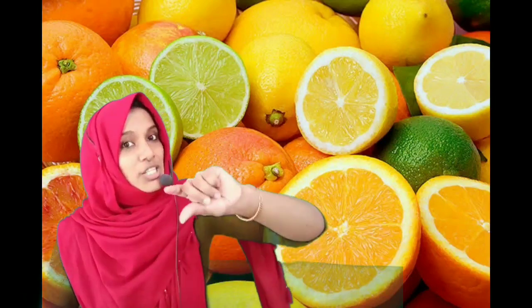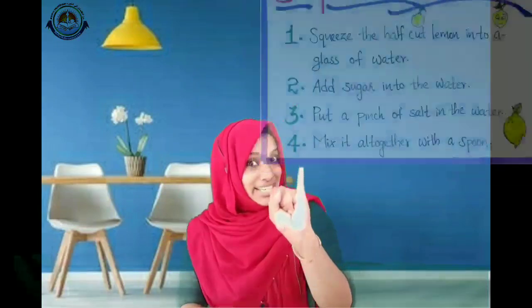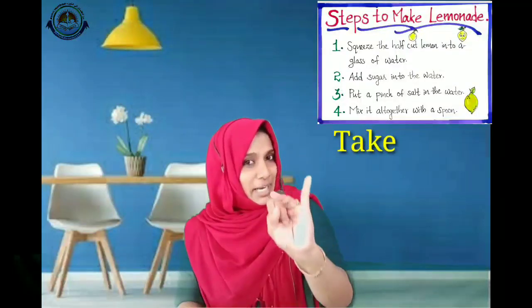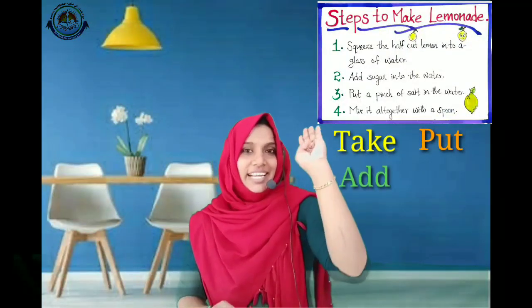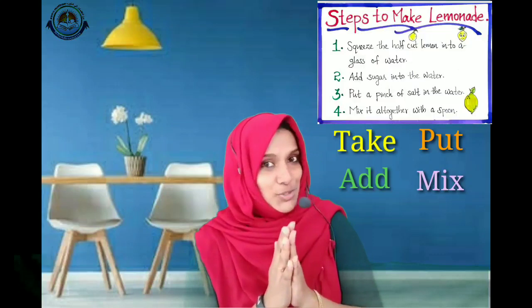And how many steps were there to follow? Yes, 4 steps. First of all, squeeze the lemon and add some sugar, put a pinch of salt, and at last mix it all together with the help of a spoon. So what are the doing words in these steps? Right, take, then put, add, and mix. So these are the doing words.